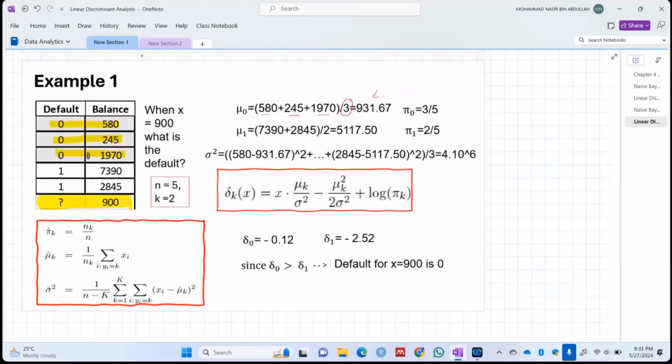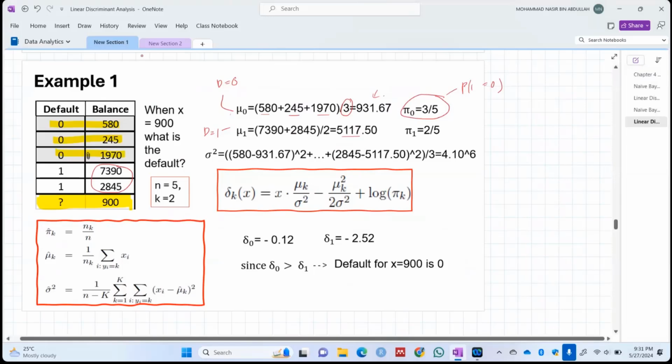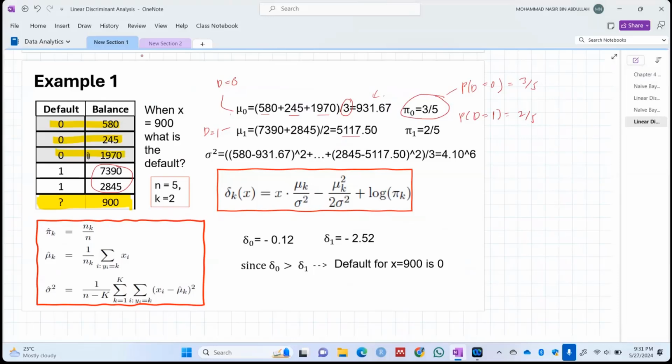Right. So for the second mean, this is default equal to 1. We have 2 observations only. So 7390 plus 2845 divided by 2. So we will get 5117.5. Now, the prior probability for y equal to 0, maybe we put it like this: P(d = 0) is 3 over 5. The probability of d equal to 1 is 2 over 5. This is the prior probability.